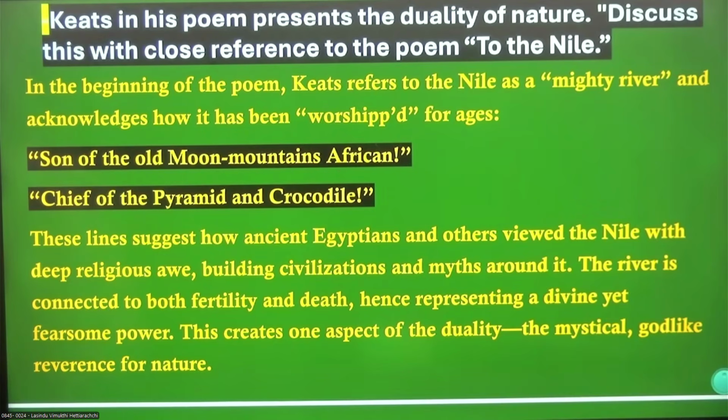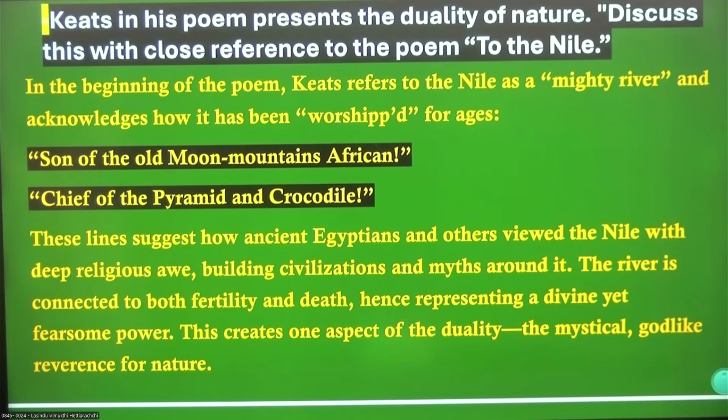This part is highlighted in the first part of the poem. We call that the octave part. In the octave part only this is highlighted. River Nile is taken as a god. So don't forget our question. We are discussing the duality of nature. One part of that is River Nile is taken as a god.